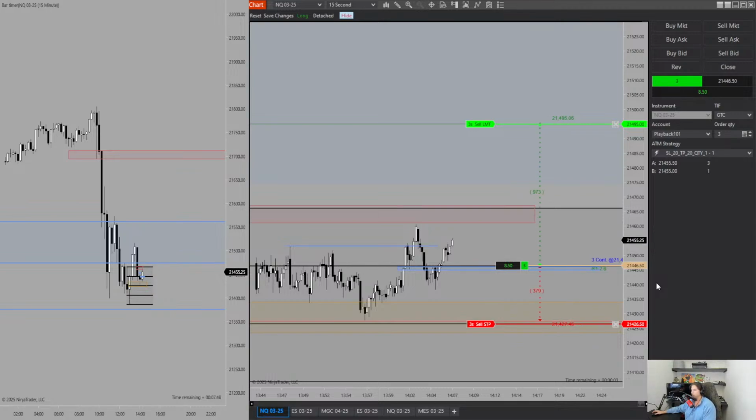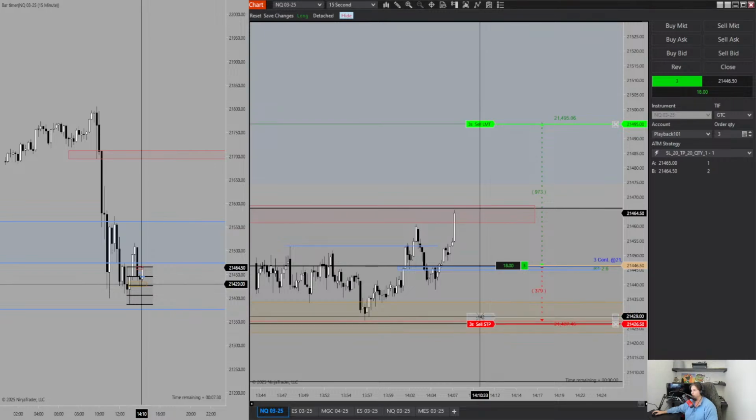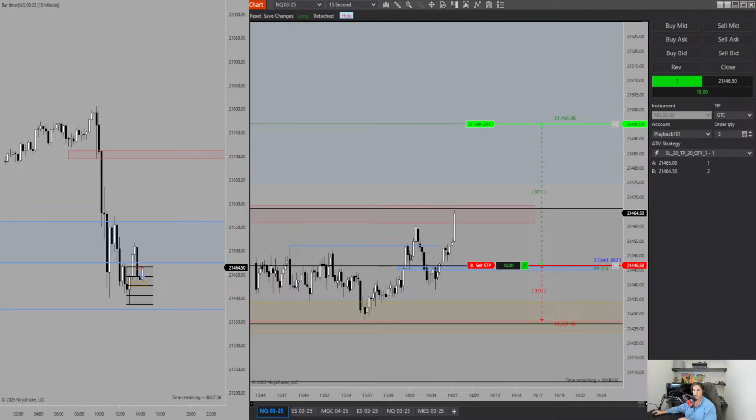This is NinjaTrader. Okay, nice. Big move. We're going to go ahead and move our stop to break even. So we've got a risk-free entry here. The captured stop is at break even for management purposes.